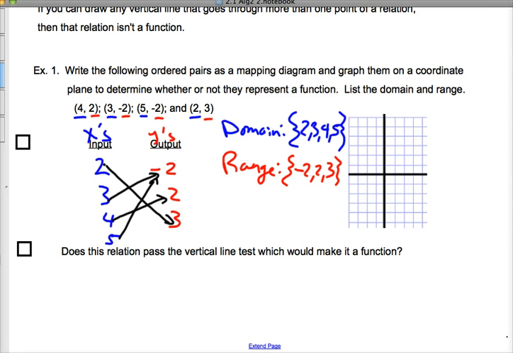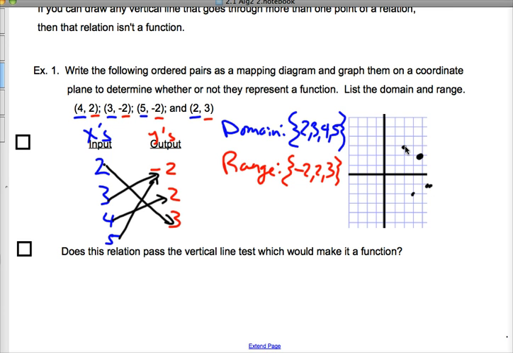The graph: 4, 2. Graph the first point, 4, 2, that's 4 right, 2 up. The second point is 3 right, 2 down. Third point's 5 right, 2 down. And then finally we got 2 right, 3 up.